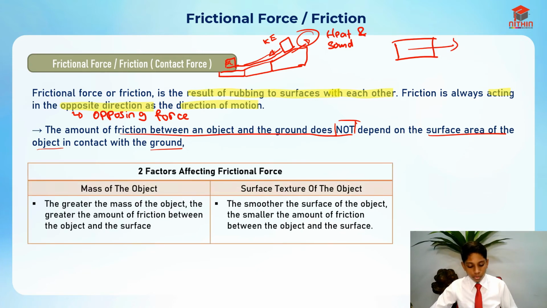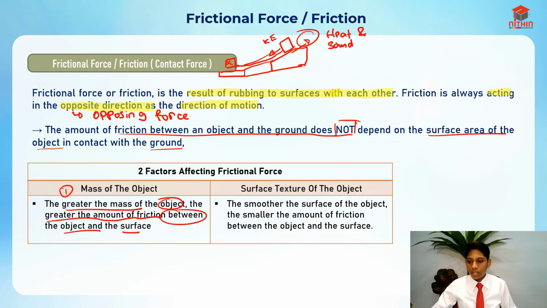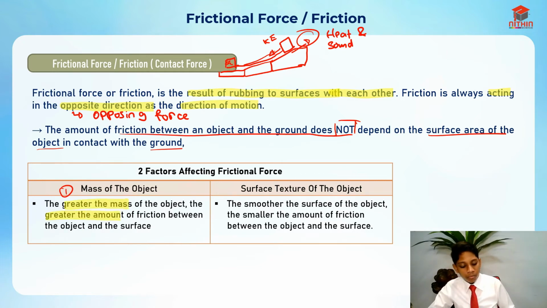Okay, so let me show you the correct factors affecting friction. The two factors affecting frictional force are, first, the mass of the object. The greater the mass of the object, the greater the amount of friction between the object and the surface. Okay, so let me just highlight in a compact manner. Basically, when there's a greater mass, there is a greater amount of friction between the object and the surface.